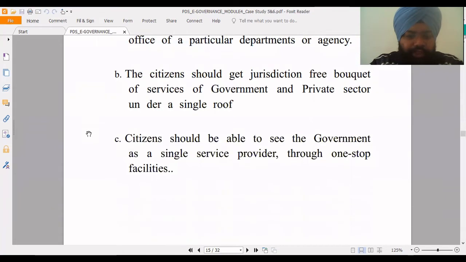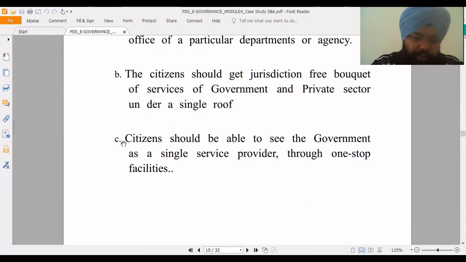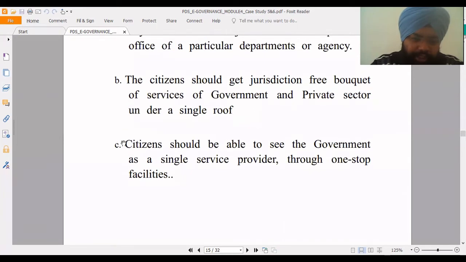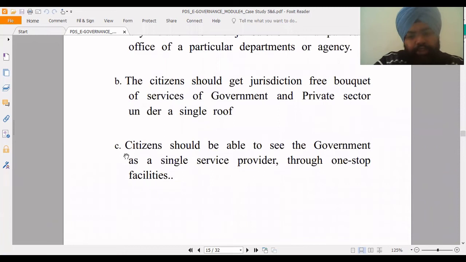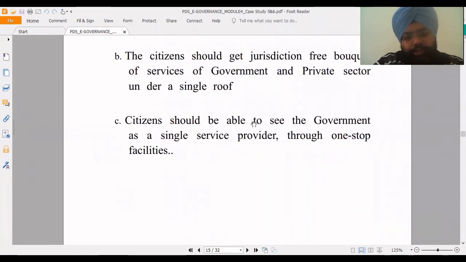So after the first outcome, let's discuss the second outcome. The second outcome is that the citizen should get jurisdiction-free access to services of government and private sector under a single roof. Next outcome, the citizen should be able to see the government as a single service provider through one-stop facilities.